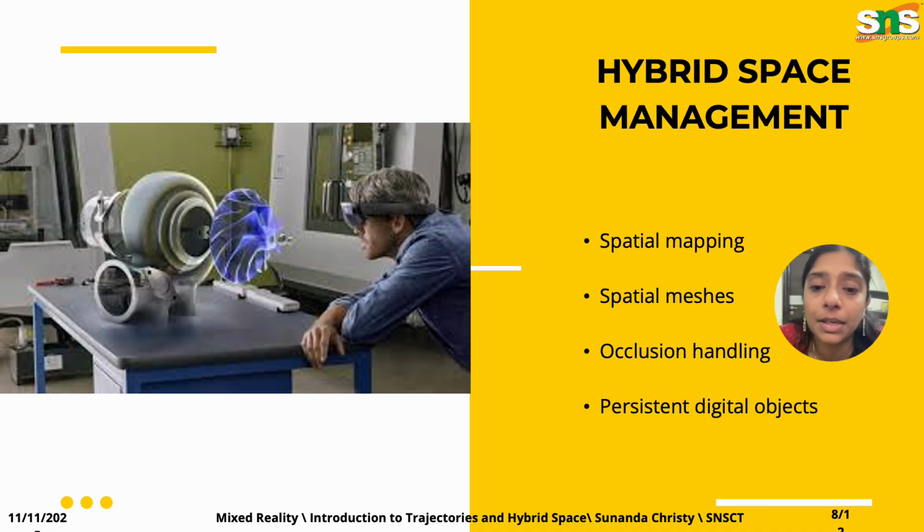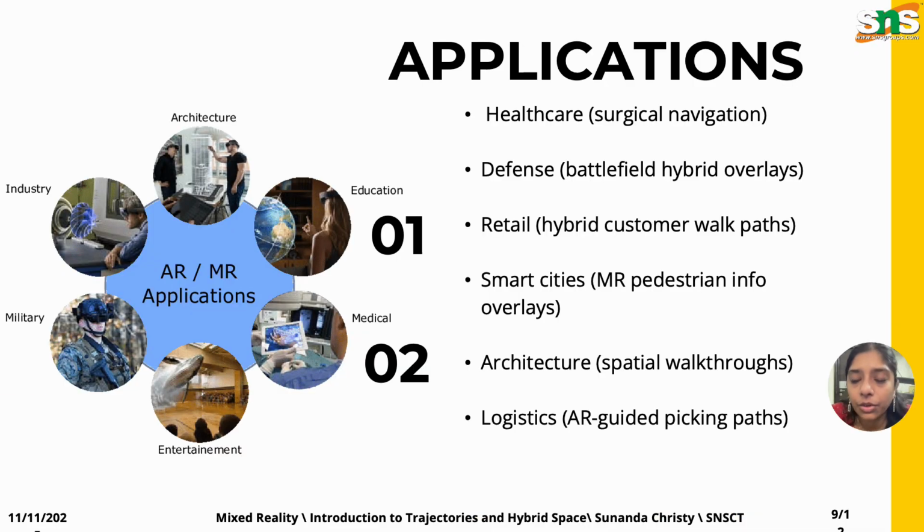Next we'll go to hybrid space management. Hybrid space management includes handling persistent and digital content. Finally, we are going to see the applications, in what way trajectories and hybrid space are used in AR, VR, and MR. In the form of applications, healthcare, in surgical navigation, it is mainly used, in the form of defense, and also in the form of retail.